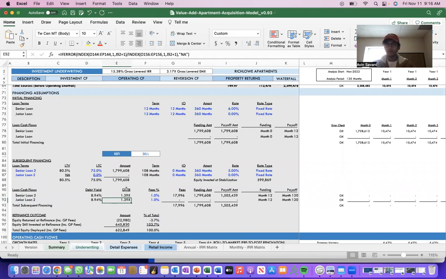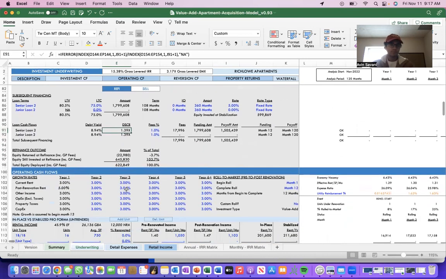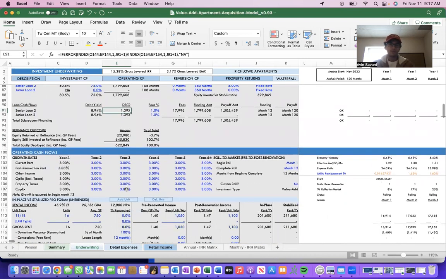If your lender says, I have a DSCR requirement of 1.1 to 1.2, then you would obviously meet this requirement because you're exceeding that. If you have a debt yield requirement of, let's say, 7%, then you would be meeting that as well. So always verify what your debt yield and DSCR requirements are with your lender. All right, so that is that.